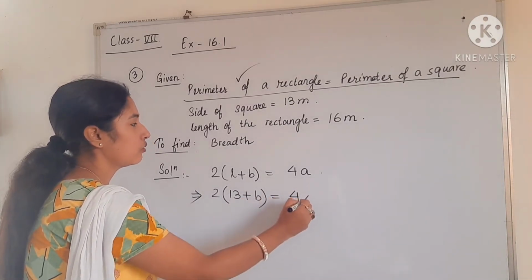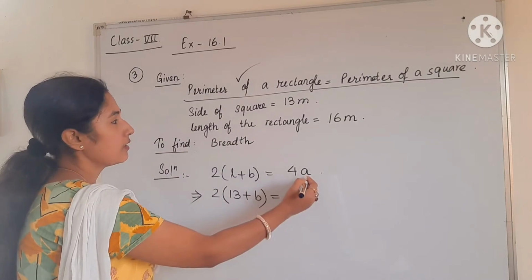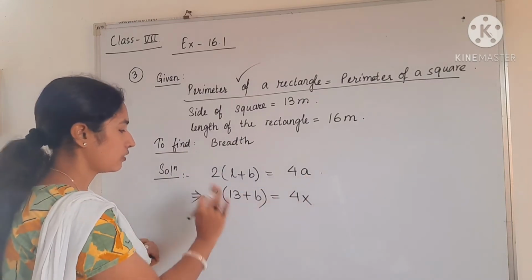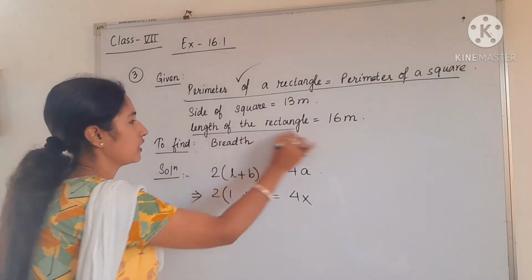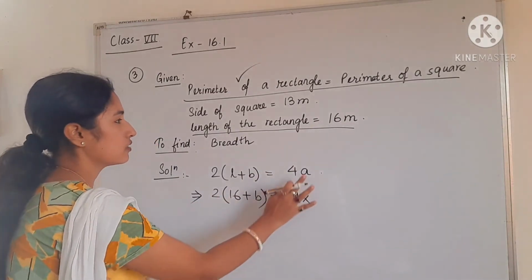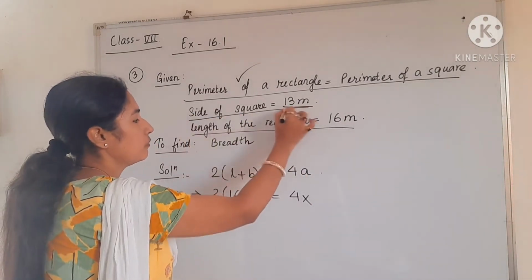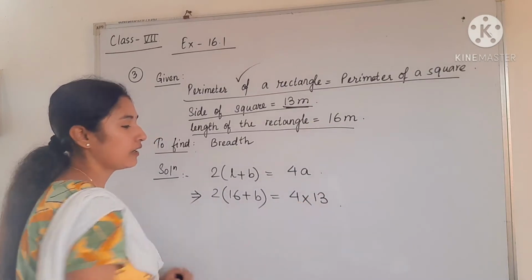Then 4 into A. A will be what? A is the side of the square. Oh, sorry, this will be 16 because the length of the rectangle is 16, and the side of the square is given as 13 meter. Okay, so in place of A we can write 13.